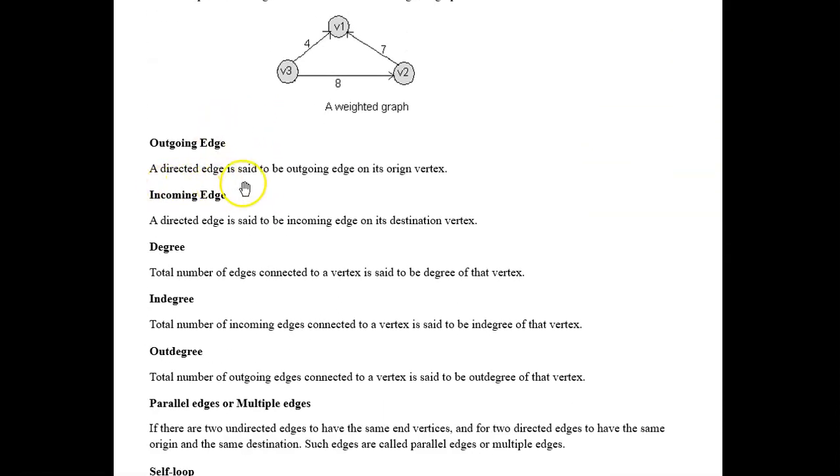Outgoing edge. A directed edge is said to be an outgoing edge on its origin vertex. Incoming edge. A directed edge is said to be an incoming edge on its destination vertex. Degree. The total number of edges connected to a vertex is said to be the degree of the vertex.